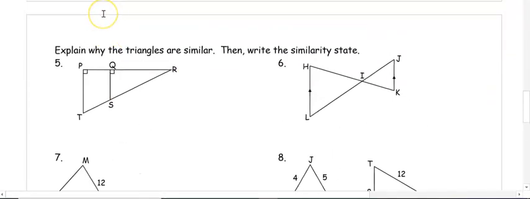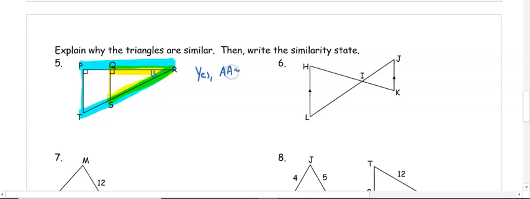So explain why these following triangles are similar, and then write a similarity statement. If we look at the two triangles here, we have QRS and we have PRT. Notice that both triangles have a right angle that is congruent. They also share angle R, which makes angle R congruent. So we now have two sets of angles congruent. So we would say, yes, these are similar by angle-angle similarity. Triangle QRS is similar to triangle PRT.